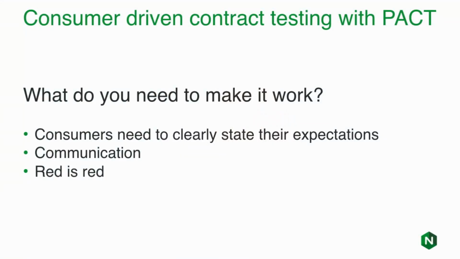So what do you need to make consumer-driven contract testing work? You need consumers to clearly state their contracts. What is your expectation? The sooner you do it, the better. Generally, it's better when you're going to start to use an API. Go talk to the provider and say, hey, this is how I'm going to use your API. This is what I need. This is our contract. Do you agree or not?